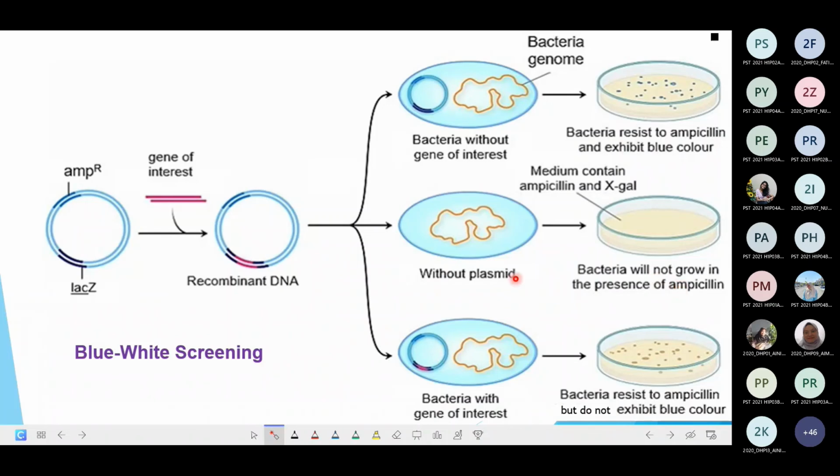Okay, so kalau bacteria ni dia tak ada langsung plasmid, okay, maksudnya dia tak ada gene ini, maka dia akan matilah. Kita tak nak pun bacteria ni. We don't want this type of bacteria.